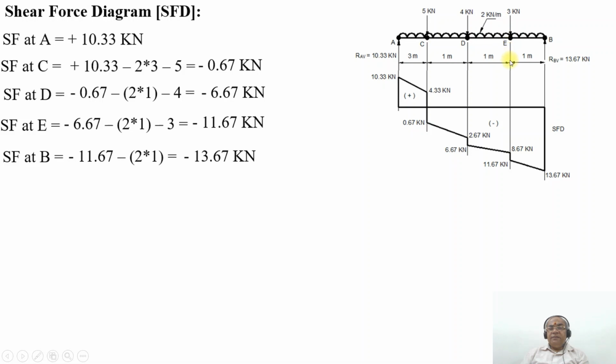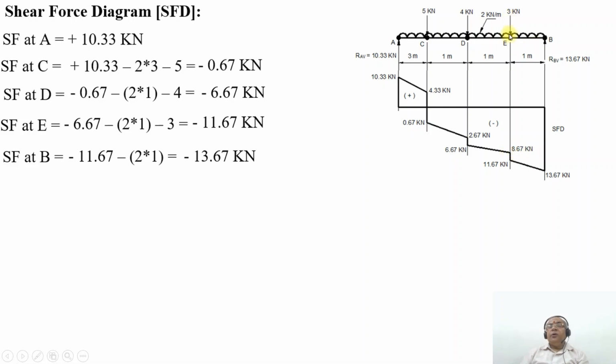Similarly, SF at E will be equal to 6.67 kilonewton minus 6.6 kilonewton minus 2 into 1 minus 2 into 1. So it will be minus 6.67 kilonewton minus 2 into 1, which is 2 kilonewton. That is equal to minus 8.67 kilonewton. Because of the UDL, it drops down from 6.67 kilonewton to 8.67 kilonewton.